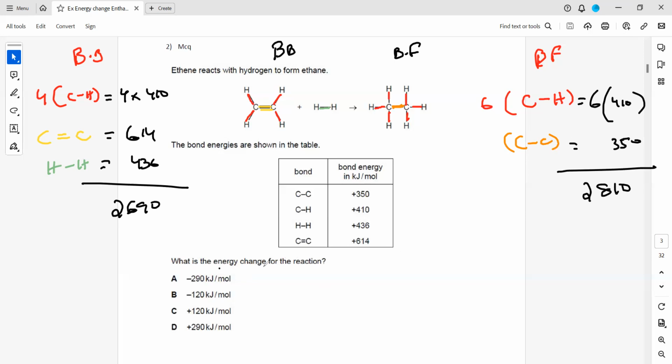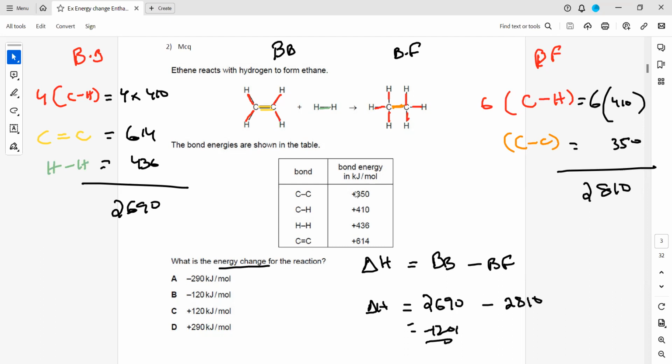Now, how to work out the energy change? What's the formula for energy change? Energy change is the bond breaking energy minus the bond forming energy. So the energy needed to break the bonds was how much? 2690. And the energy released when the bonds are formed, 2810. What's the energy change here? Bond breaking is 2690. It's bond breaking minus bond forming. Minus 120. So if it is minus 120, B should be the right answer.